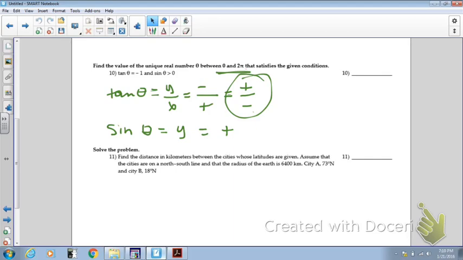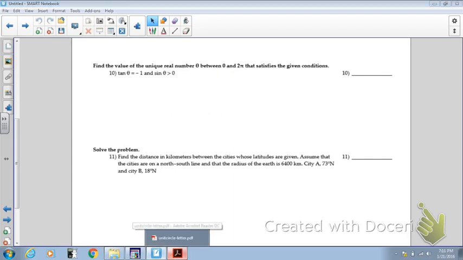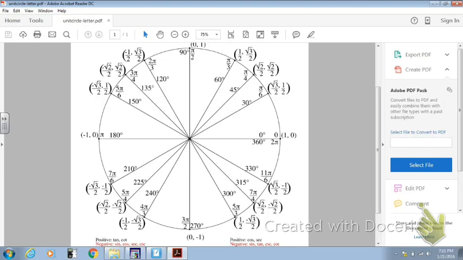So I'm going to go to my unit circle, my y is positive, my x is negative, and it's the same number. Well, that gives me a 45-degree angle, and so theta has to be 135 degrees in standard position.